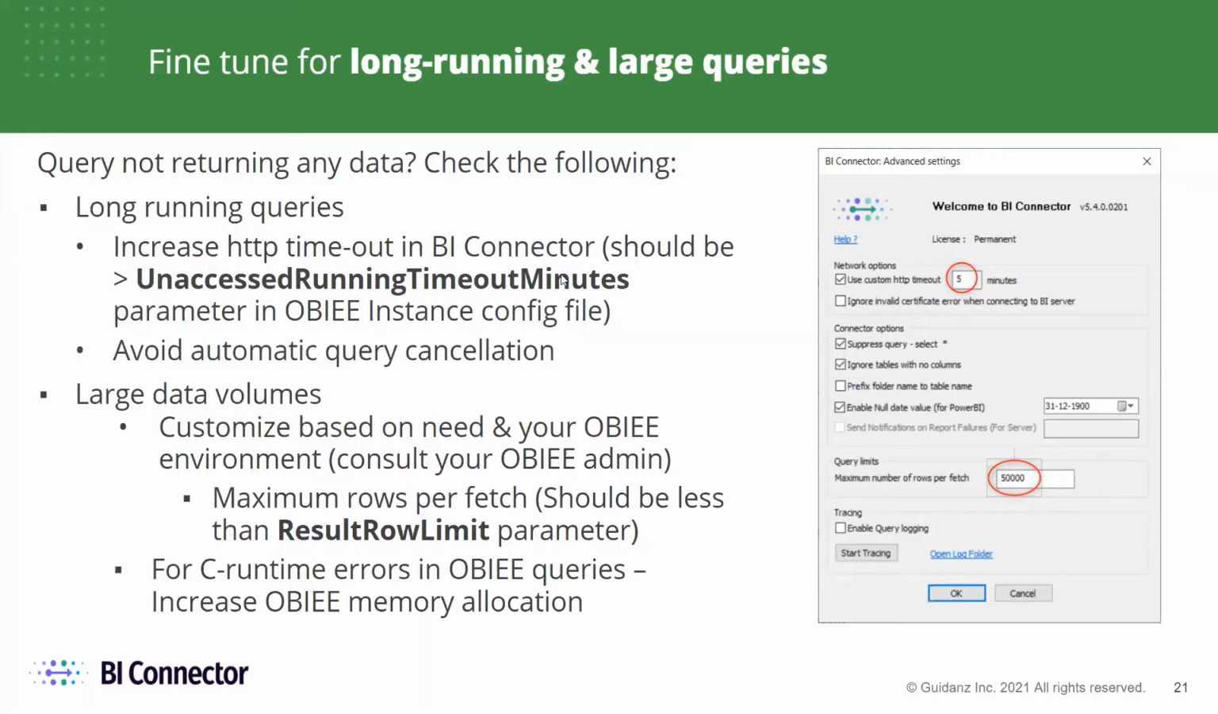In case you're dealing with large data volumes, we have another setting here, which is the maximum number of rows per fetch. This setting automatically adjusts itself several times. We have configured BI connector like that, but in case nothing works out, then you might get an error. All you have to do is get the result row limit parameter from your OBA admin and make this value less than the result row limit parameter. This way you can easily fine tune for long running and large queries and avoid errors and timeouts. In the case of C runtime errors, you just need to increase your OBIE memory allocation.